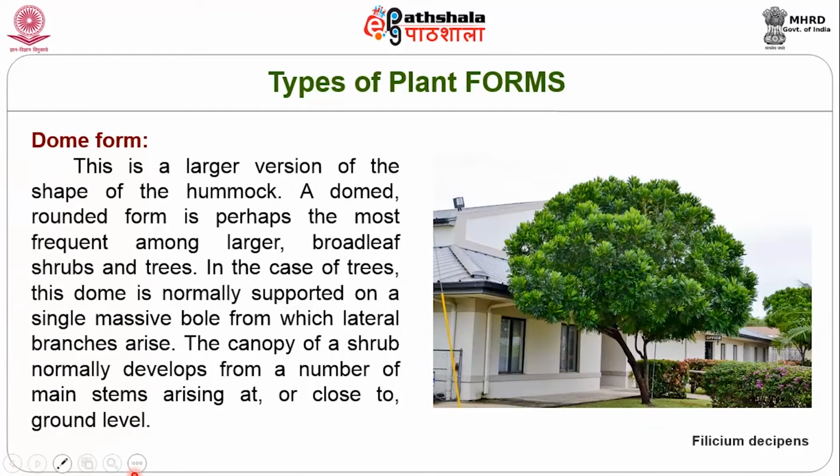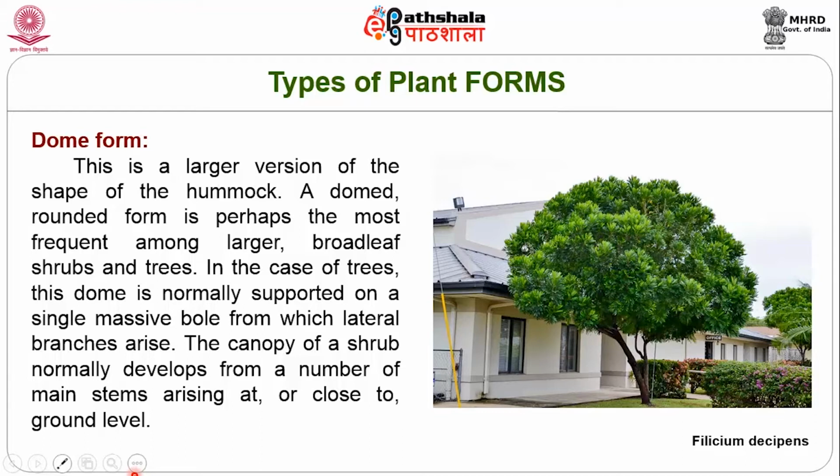When we start to look at such a dome shape on top of a tree, that is what we call a dome form. A dome form is very similar to a hummock form, but it is identified at a tree level or in a taller shrub level. So, that is the way that we would understand and classify it. This is the larger version of the shape of the hummock.